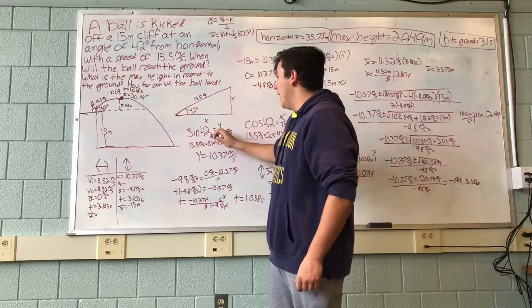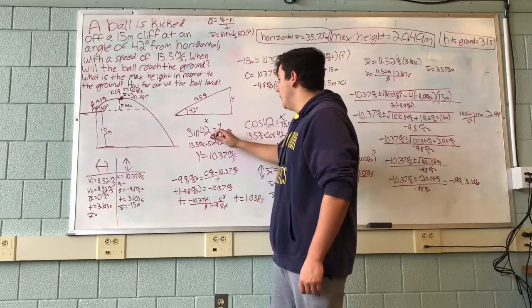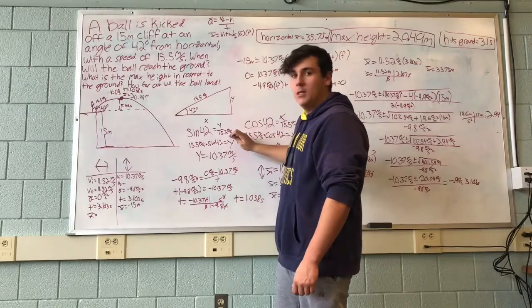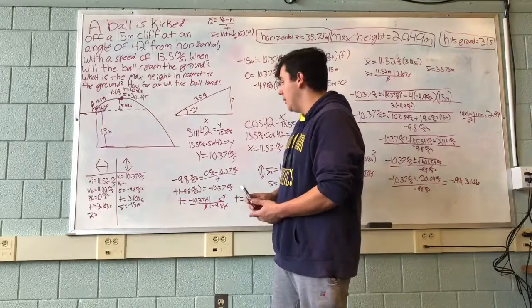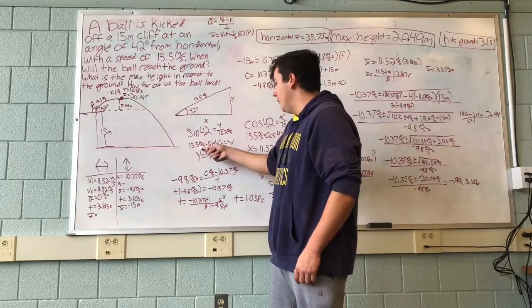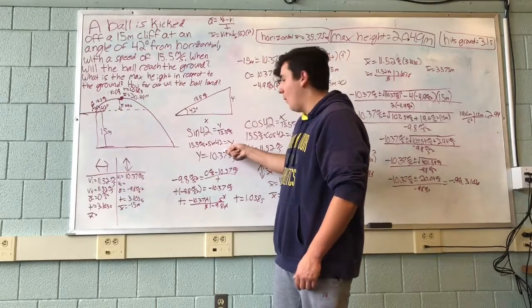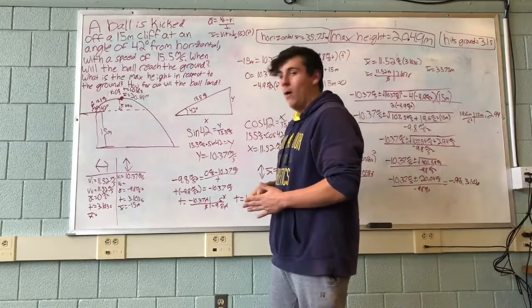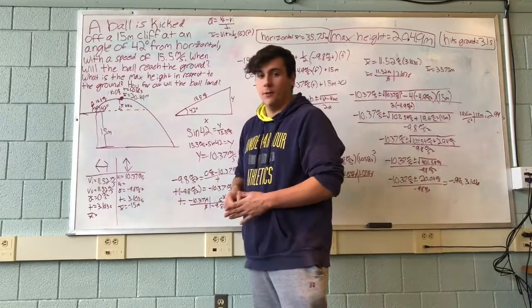So if you use sine of 42 degrees, that's opposite over hypotenuse, it would give you sine of 42 is equal to y over 15.5 meters per second. Multiply both sides by 15.5 meters per second, and you get 15.5 times sine 42 is equal to y, which will give you an answer of y equals 10.37 meters per second. So that's your initial velocity vertically.